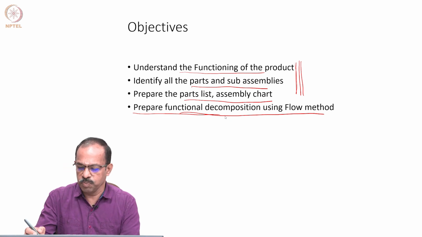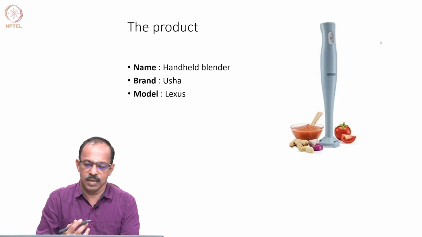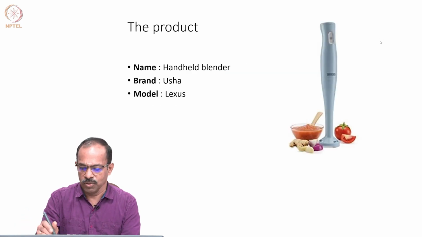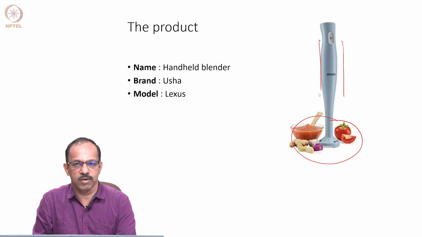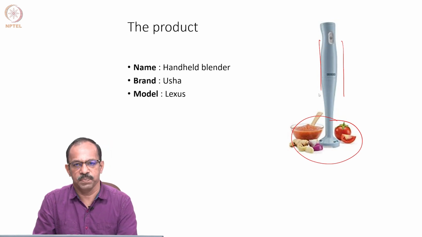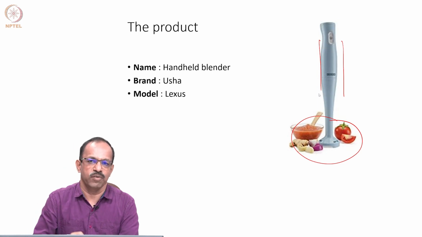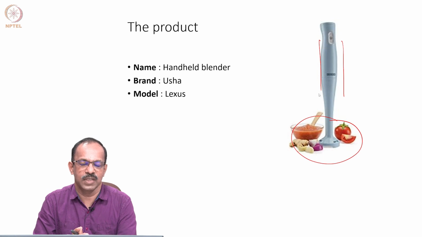So let us look at this product. The product is the handheld blender. This part will go into the material for blending, and this has the other electrical and electronic parts, and someone will be holding it and then you can actually use it. We will be supplying hand force to it, and there are some other things you need to understand when the product is being used.